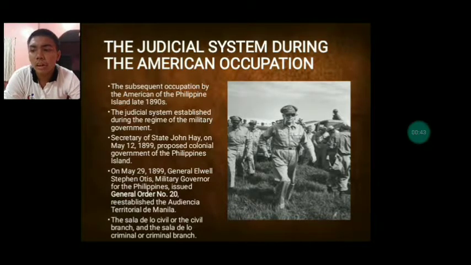The government function as an instrument of the executive and not of the judiciary, an independent and separate branch of the government. Secretary of State John Hay, on May 12, 1899, composed the plan of the colonial government of the Philippines that would give Filipinos the largest measure of self-government.